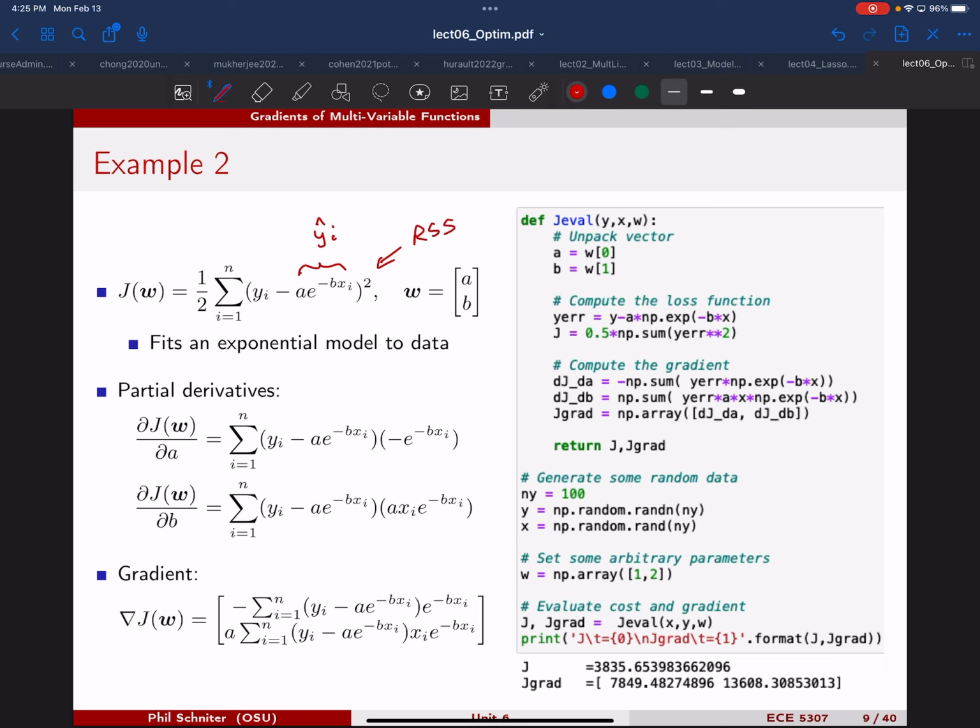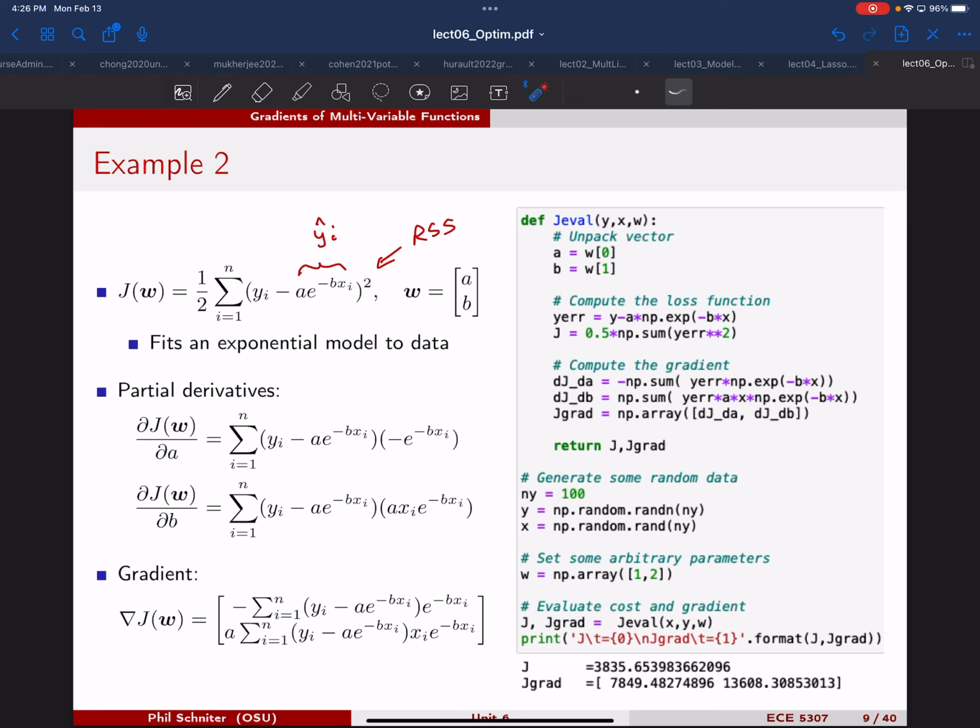What's a little different is we're using a strange model here rather than linear or polynomial. This is actually an exponential model. You have to figure out these two coefficients, a and b. But once you have those, this y hat i you compute this way, right? So we're fitting an exponential model to our data. We have two coefficients to compute, a and b.